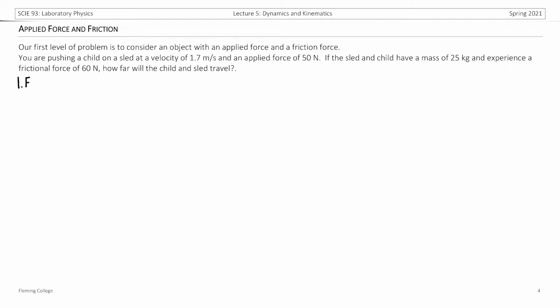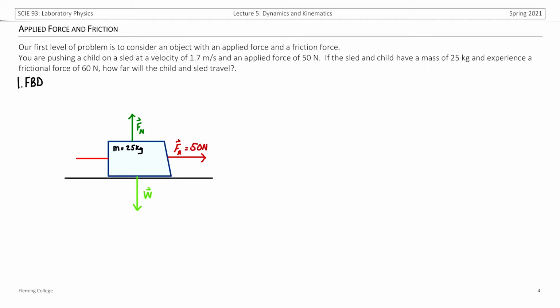Our first step is to consider the free body diagram. We have ground, we have a sled with a child on it. Because the sled and child have a mass, they will have a weight. And because they're in contact with the ground, they'll experience a normal force. We are applying a force of 50 newtons, and the child and sled experience a frictional force of 60 newtons. We should also note that this is a two-dimensional problem, so we should apply our positive axes. So we will choose up as positive y, and we will choose right as positive x.